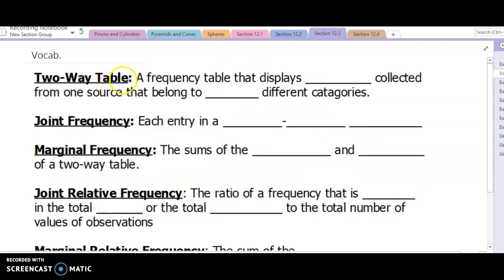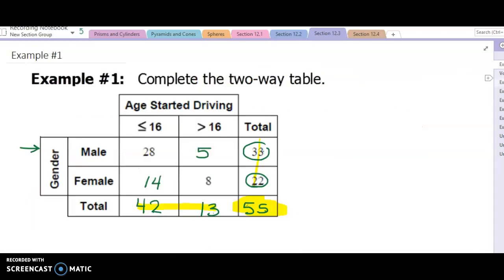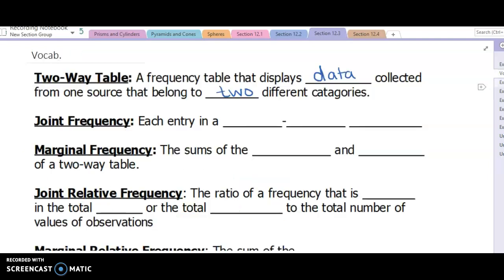All right, so let's go over some vocab. Okay, so a two-way table is just a frequency table that displays data collected from one source that belongs to two different categories. So usually we're looking at two different variables here. Okay, so like the one we did here was age you started driving, and gender.